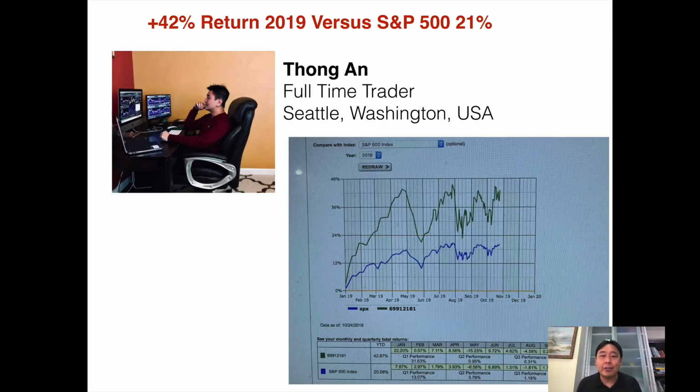very different strategies. This guy, Tong An, do watch his interview with me. It's a great interview. Tong An is from Seattle, Washington. He's been a full-time trader for 3 years. And his style, he only trades the stock market. That's it. He's only a swing trader in the stock market. Nothing else. That's his style.